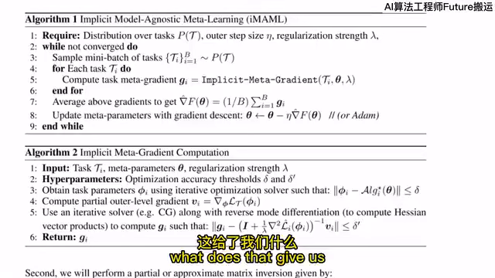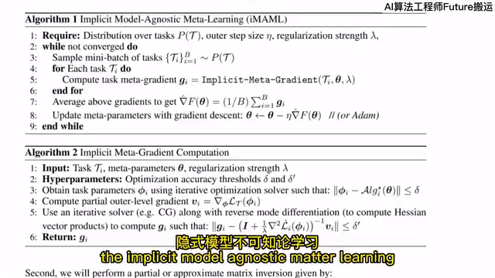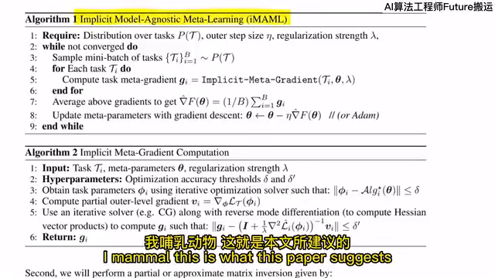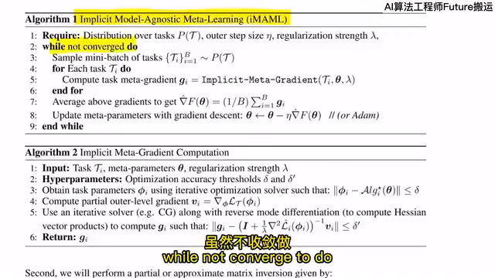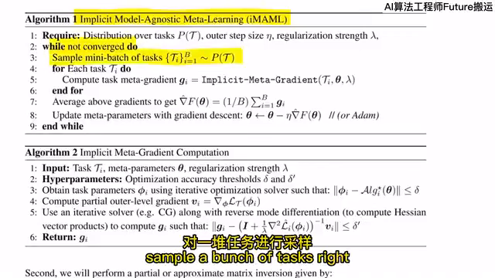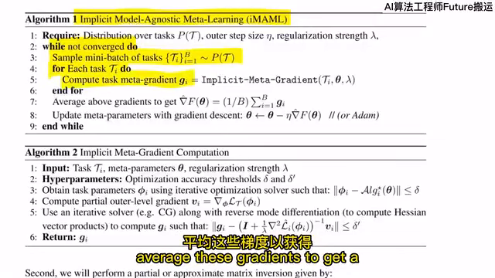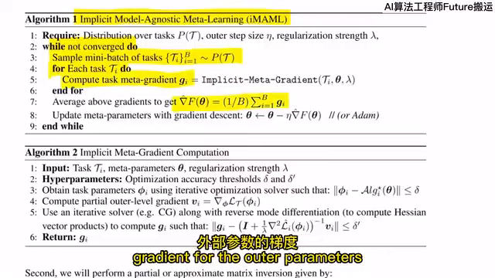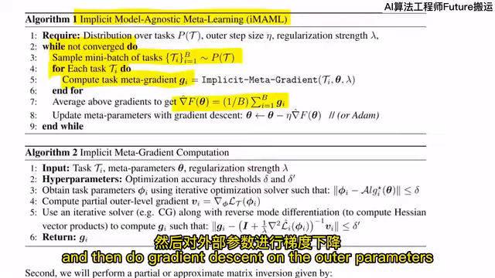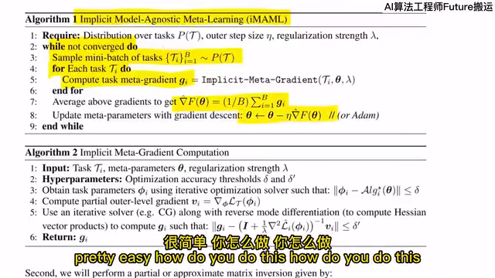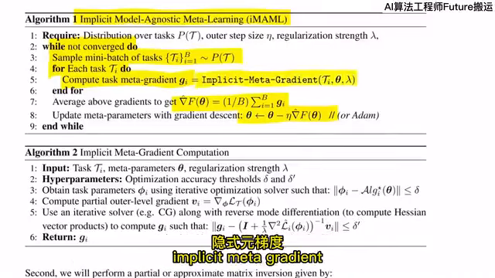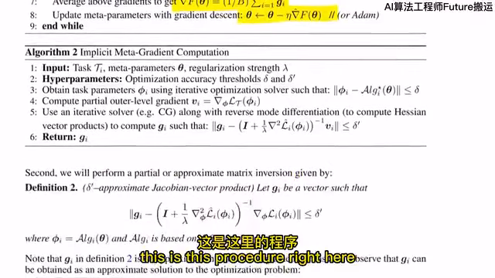So, what does that give us? The implicit model agnostic meta learning, iMAML. This is what this paper suggests. While not converged, sample a bunch of tasks, right? For each task, compute the meta gradient G, average these gradients to get a gradient for the outer parameters, and then do gradient descent on the outer parameters. Pretty easy. How do you do this implicit meta gradient? This is this procedure right here.